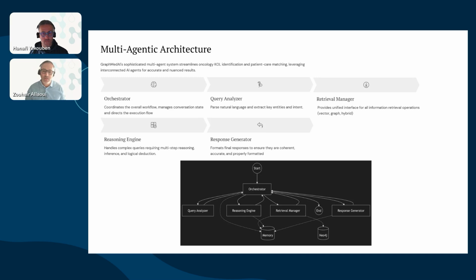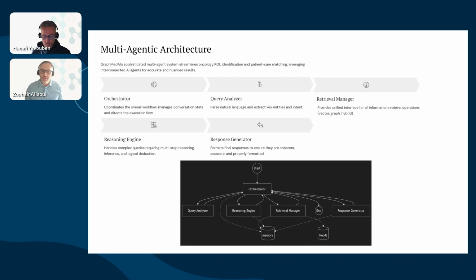And this database is connected to our agentic system, where we have different specialized agents. So the main one is the orchestrator, which is in charge of handling the communication between the user and the other agents, and also orchestrates the overall workflow when a new request comes in. We also have the query analyzer, which parses the natural language query and extracts all the key entities and the intent as well.